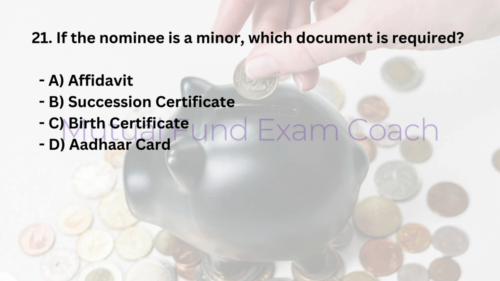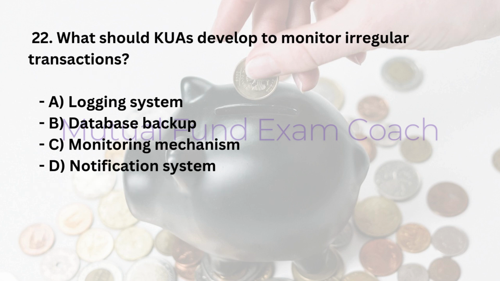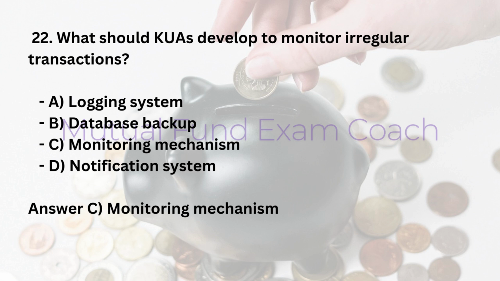21. If the nominee is a minor, which document is required? A. Affidavit. B. Succession certificate. C. Birth certificate. D. Aadhaar card. Answer C. Birth certificate. 22. What should KUAs develop to monitor irregular transactions? A. Logging system. B. Database backup. C. Monitoring mechanism. D. Notification system. Answer C. Monitoring mechanism.